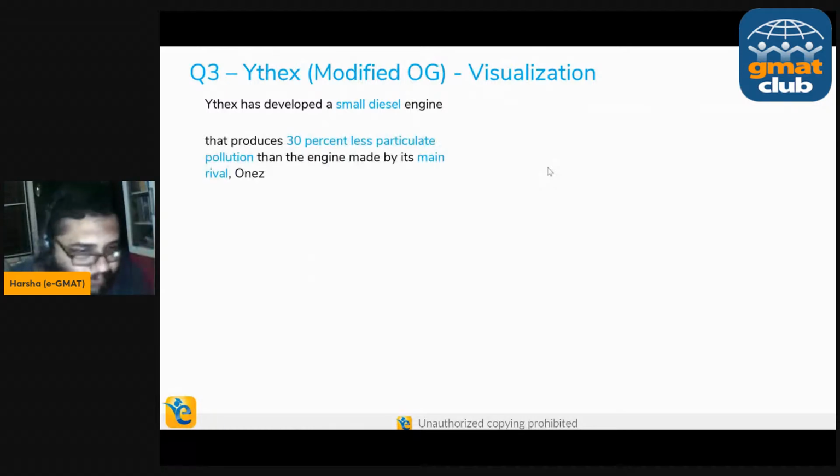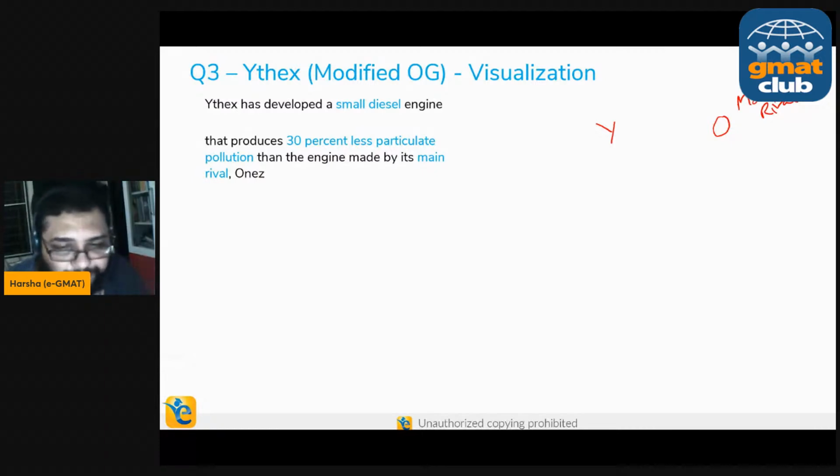So far, so good. This particular engine produces 30% less particulate pollution than the engine made by its main rival, Once. So, two data points are coming through here. You have Vitex and you have Once. What do I know about Once? Once is the main rival for Vitex. That's one data point that you got. Also, the Vitex engine seems to be good as far as pollution is concerned. It's kind of clean performance.